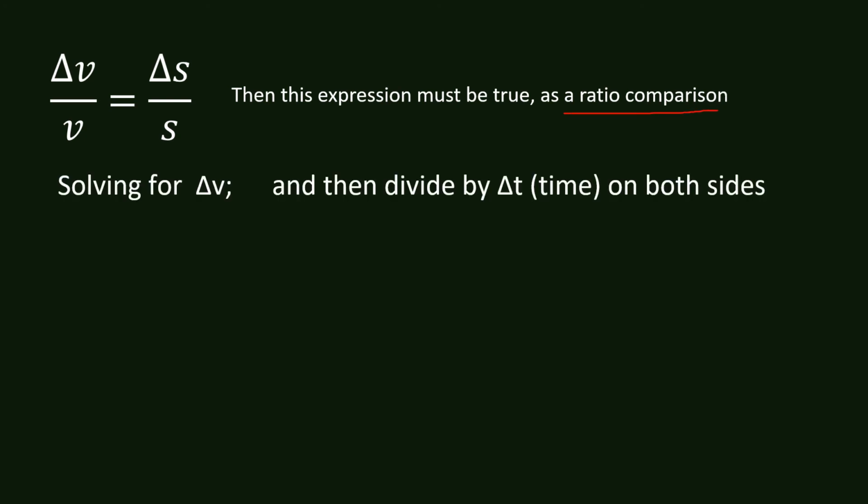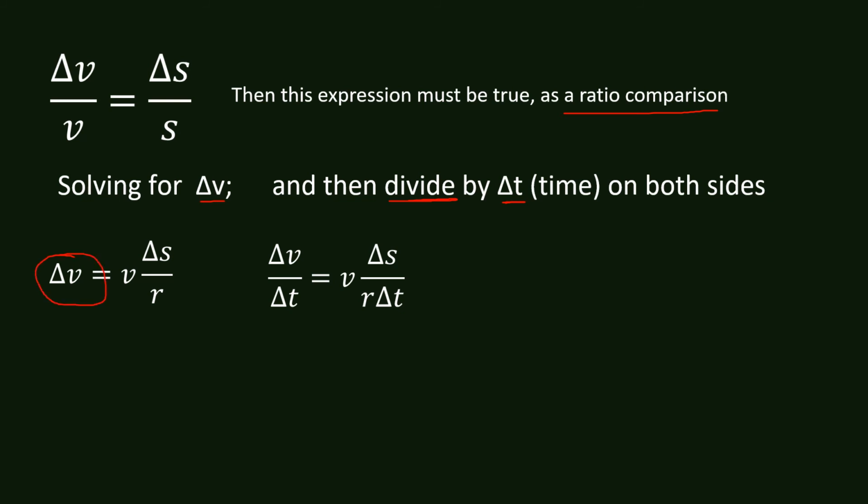So let's solve now for delta V in this case. And then let's divide by delta T on both sides of the equation. Okay. So here we have divided by T. We did the first step and solved for delta V, then divided both sides by delta T. Okay, and then we know that delta V over delta T is acceleration. Okay, and so we get this expression here.